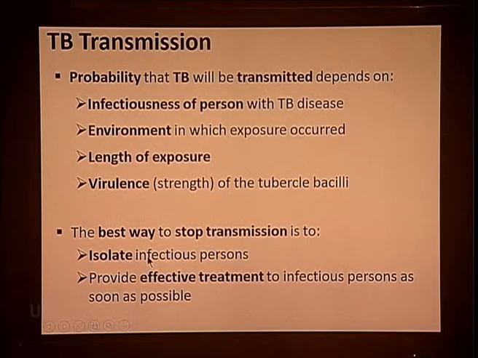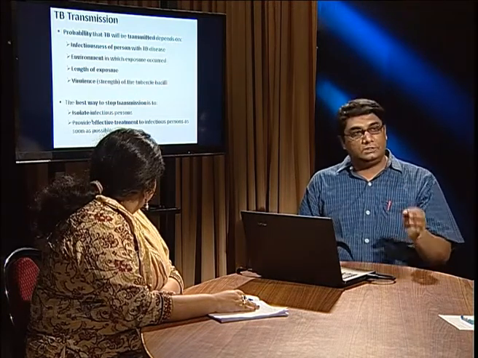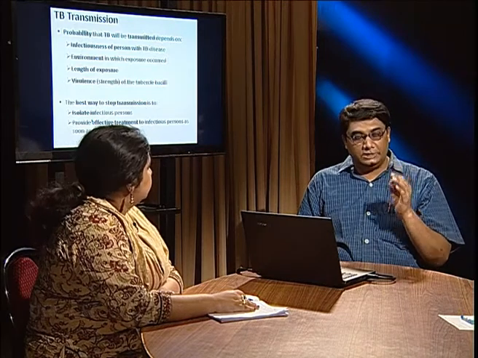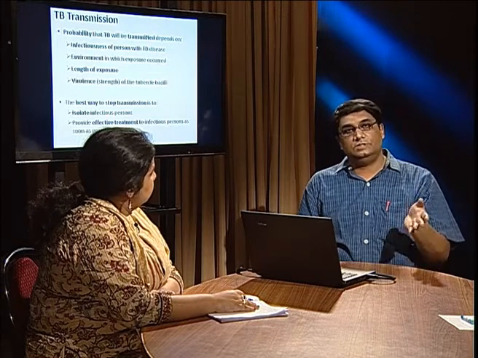The best way to stop transmission, the first step, is to isolate the infected person, the infectious person. So if you isolate that infectious person, that means the chance of transmission to other healthy people is minimized. And second of all, start the therapy of that person immediately. So if that person is cured, then obviously he or she won't be able to transmit the disease.